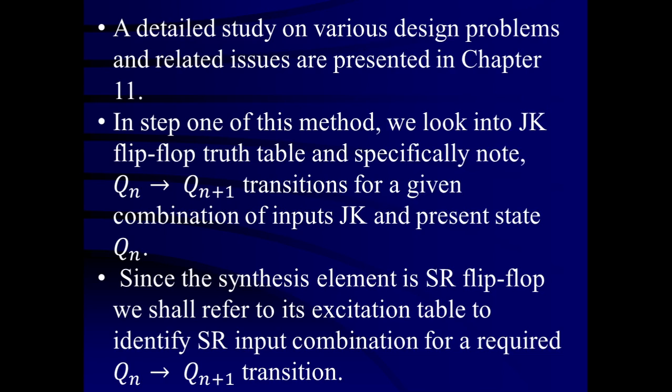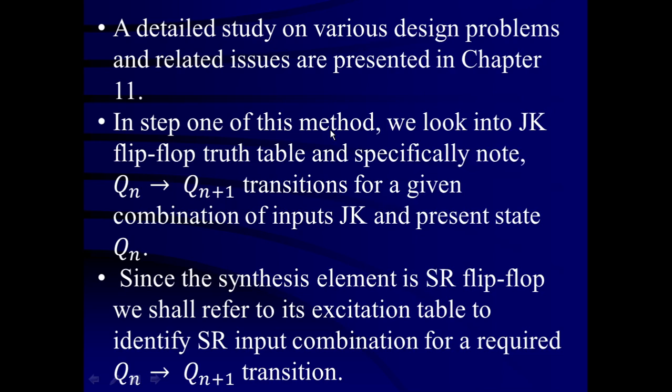In this table, we look at the JK flip-flop truth table, and specially note the transition from Qn to Qn plus 1 for a given combination of inputs J and K and present state Qn. That means we'll be writing the input conditions for the J and K inputs of the JK flip-flop. And if we make a transition from Qn to Qn plus 1, what kind of inputs will be there? And for that, what are the inputs required for the SR flip-flop? That means we are going to get the excitation table of the SR flip-flop.